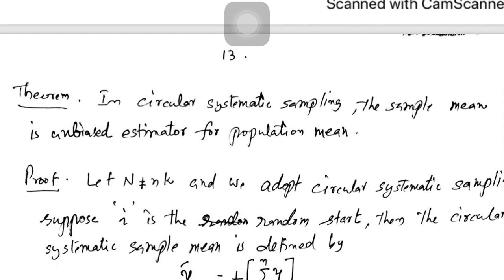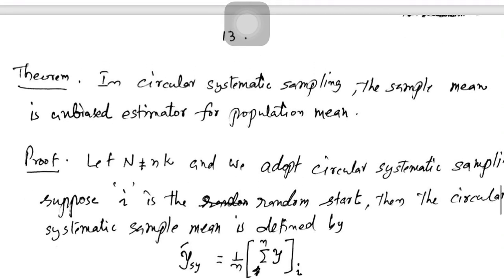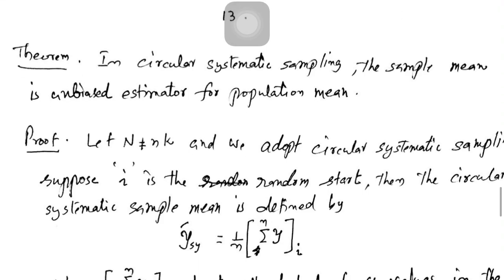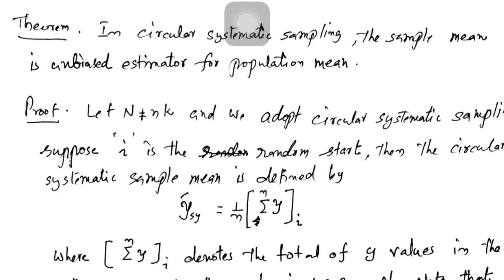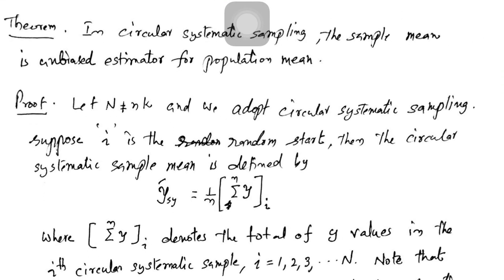And you see how the proof goes. Okay, you come to the case where capital N is not equal to nk, and we adopt circular systematic sampling. Suppose I is the random start.